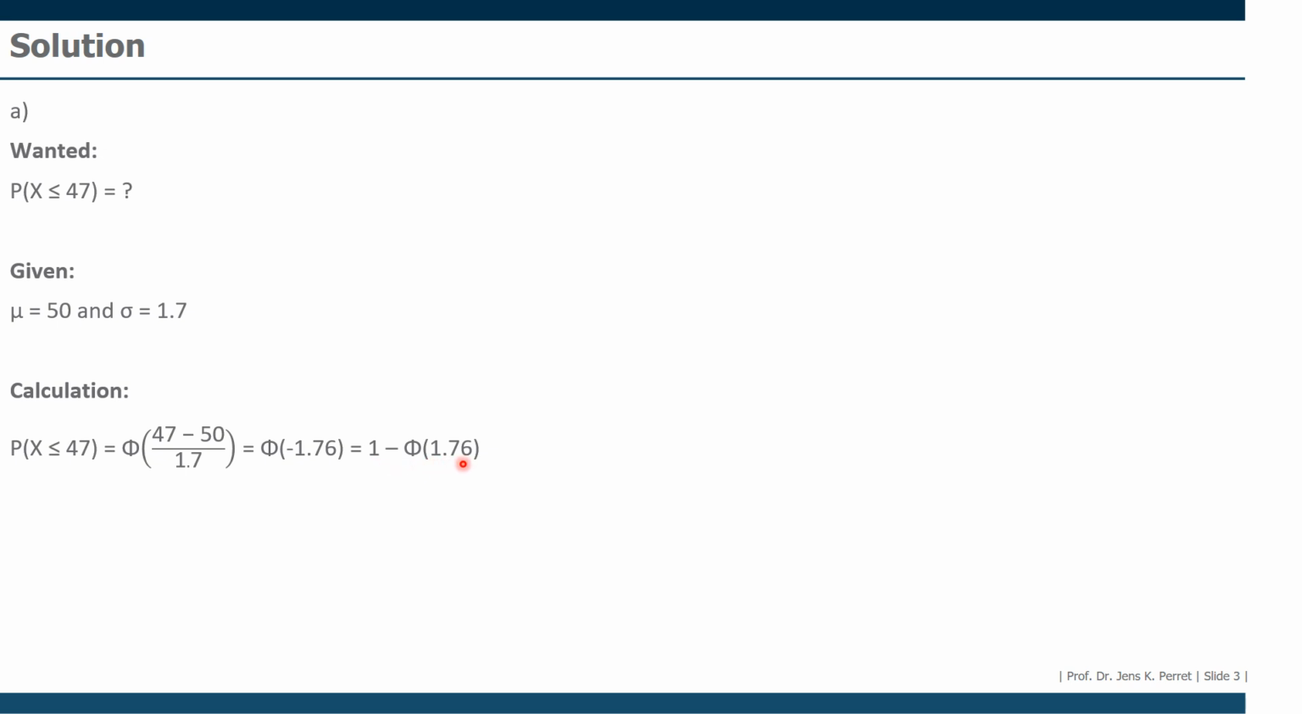The 1.76 we can actually look up in the table. There we're going to find a value of 0.9608. So subtracting this from 1 yields us a final result of 3.92% that a necktie will be too short. Well, that was already the first part, so we can carry on directly with the next part, with part B.